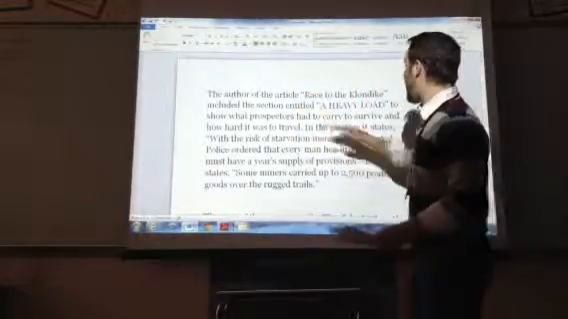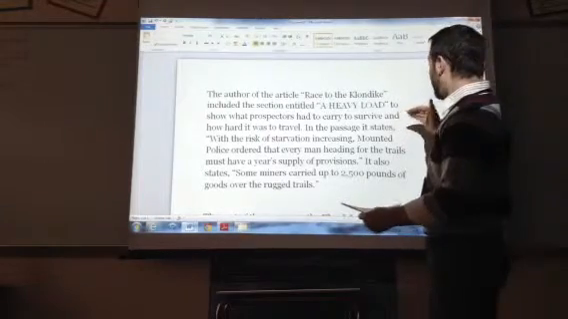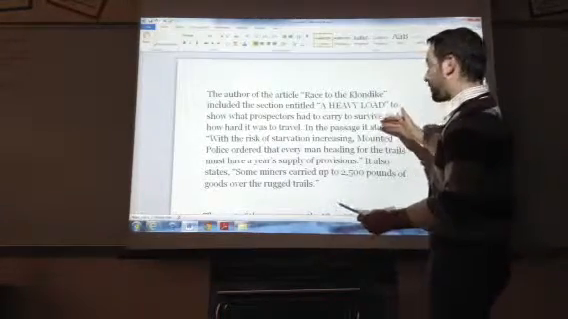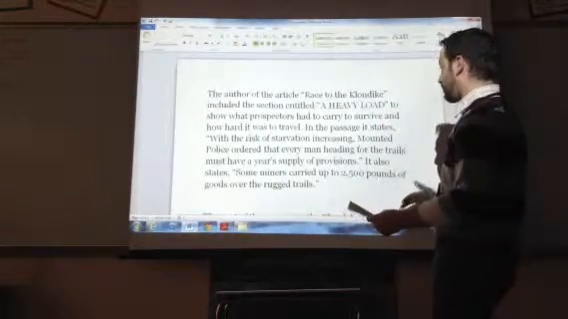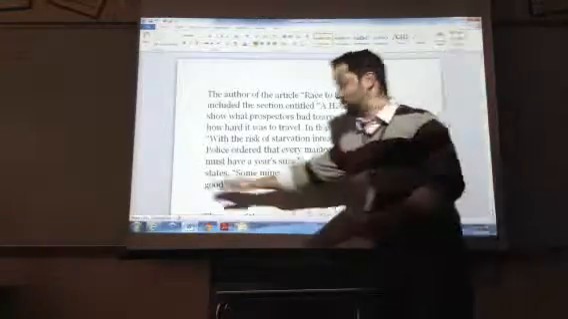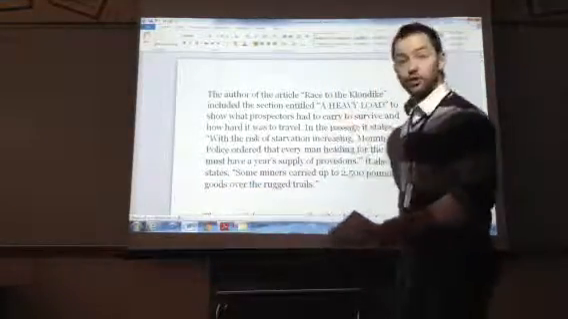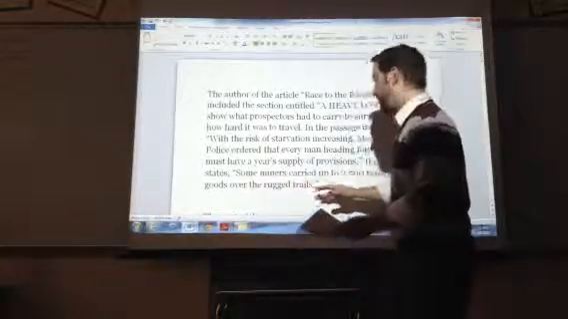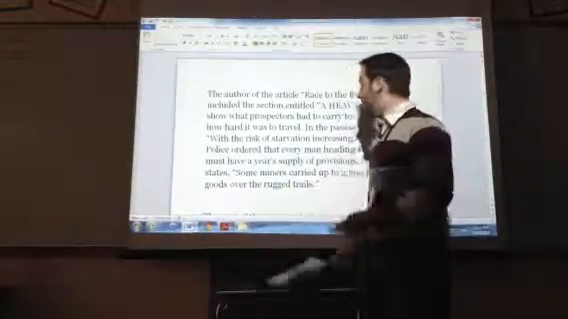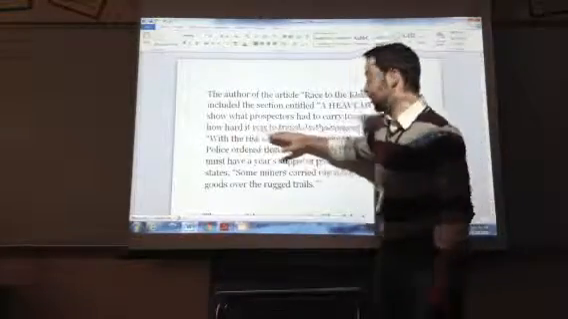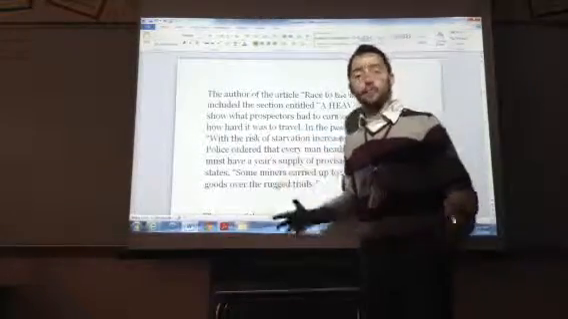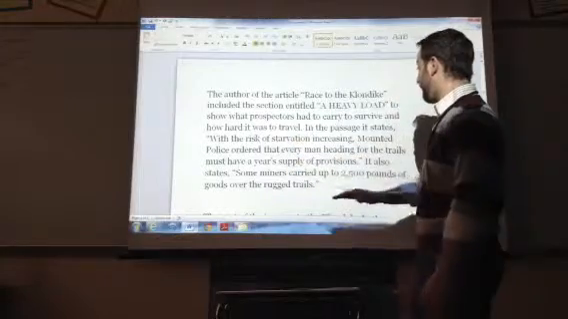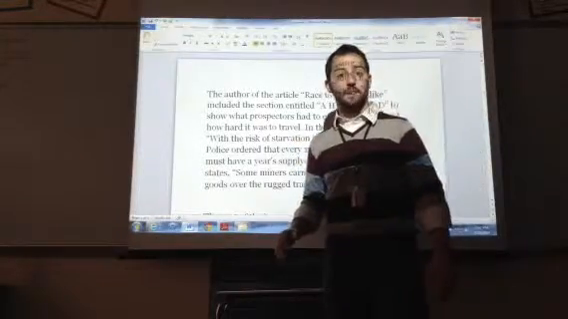Okay, so now we showed what they had to carry. Now we need to show why they had to carry it to survive and how hard it was to travel. It also states, as in the passage, because we just mentioned the passage, "Some miners carried up to 2,500 pounds of goods over the rugged trails." That shows how difficult it was to travel, right? That's all the stuff they needed to survive for the year, and that's how hard it was to travel.